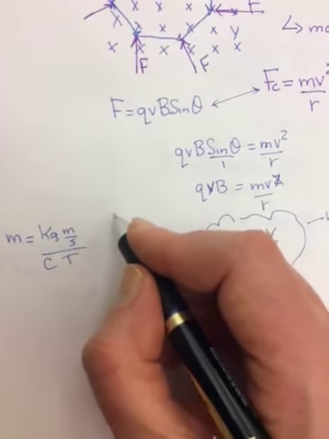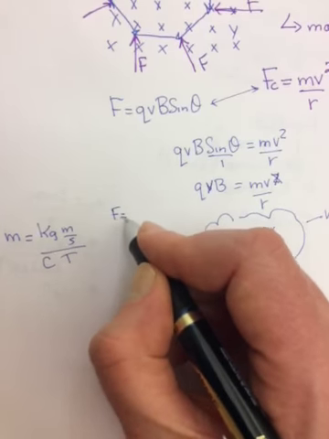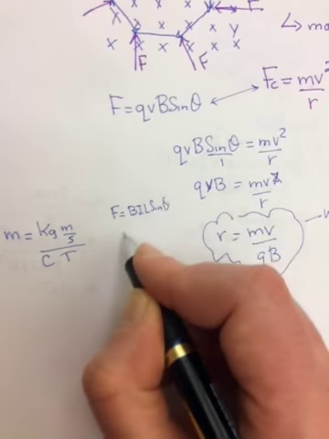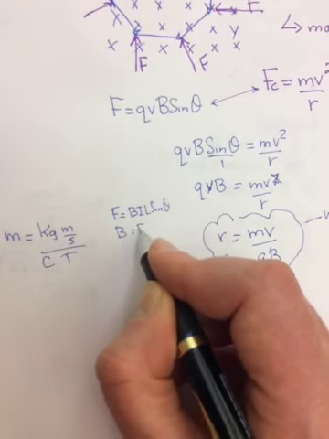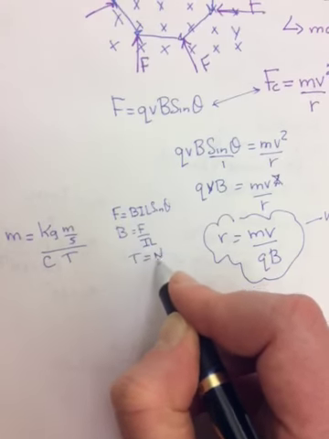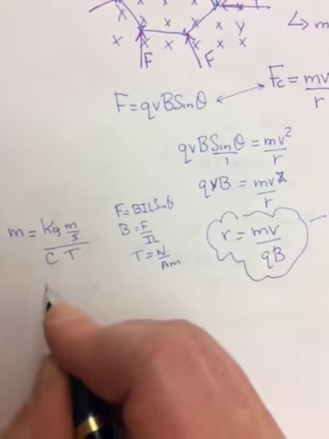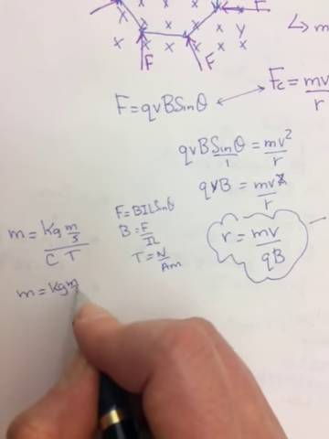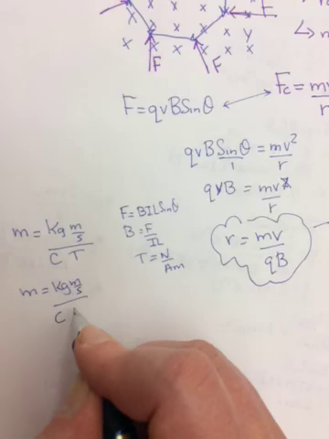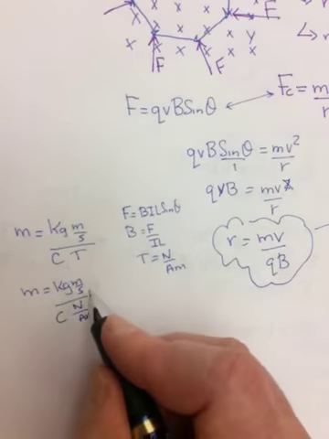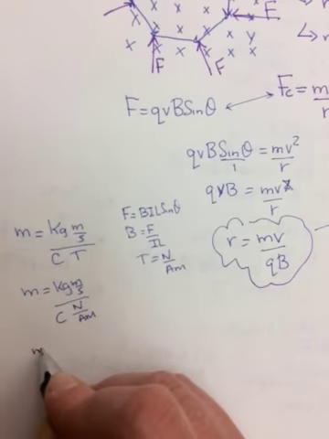So we know a Tesla from F equals BIL sine theta. We know that B is equal to F over IL, which means a Tesla is equal to a Newton over an amp meter. So where a Tesla is kilogram meters per second, we can put a Newton over an amp meter. Now, dividing by a fraction is the same as multiplying.